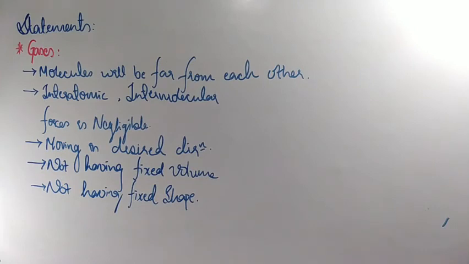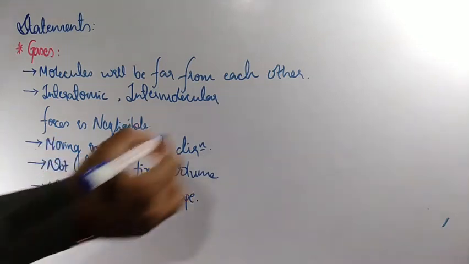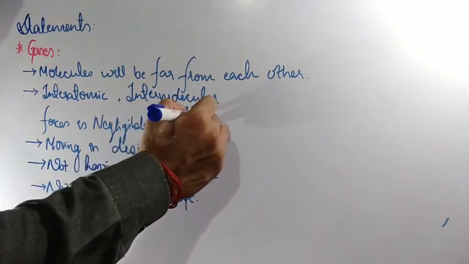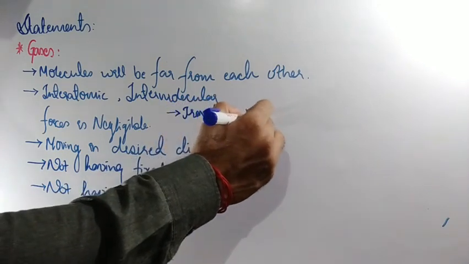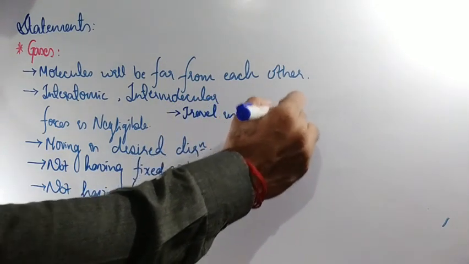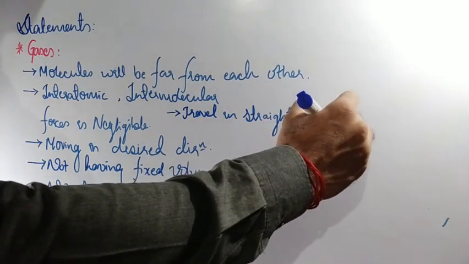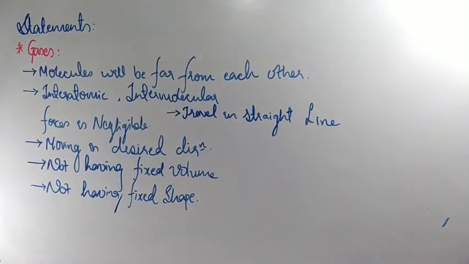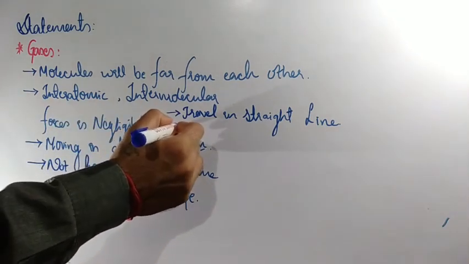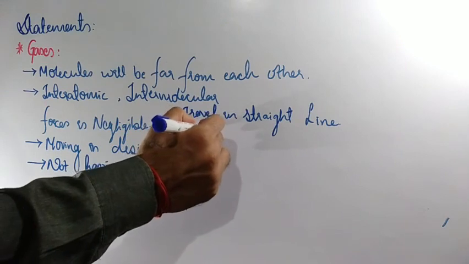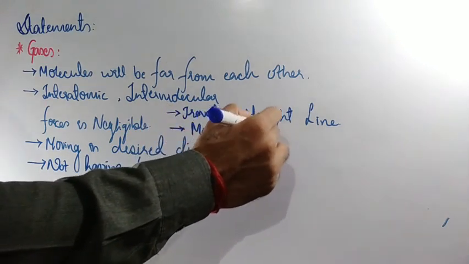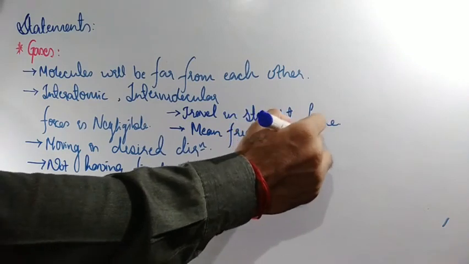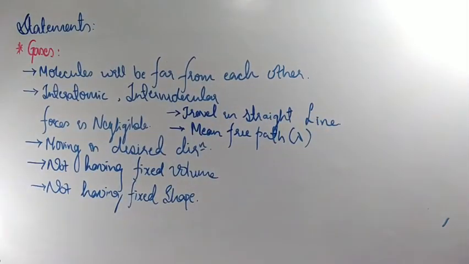Next, these gas molecules will travel in a straight line, but anywhere if they collide, it means direction will be changing. Okay, just common sense. Next, average distance between two collisions is known as mean free path. Mean free path, and it has been denoted by lambda. Clear? These are all the statements which are related to gases.